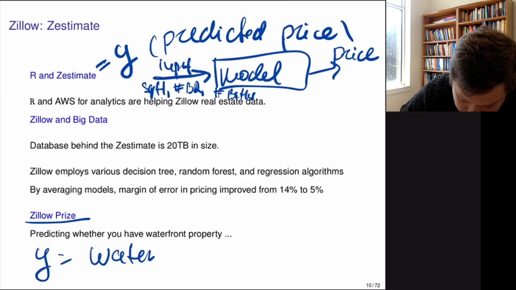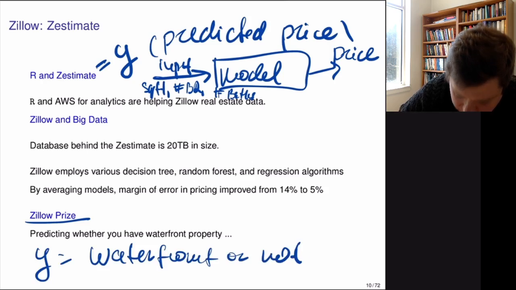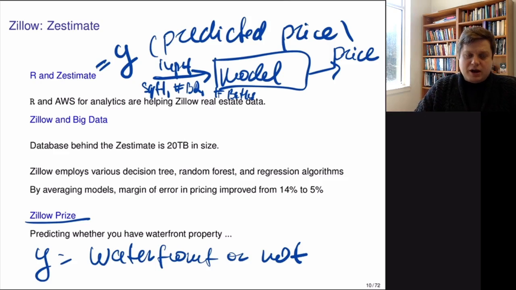waterfront or not, and they give you different characteristics of the house and they ask you to predict. And the way it works, they give you what is called training data sets, so some historically observed transactions on the houses, so you know the sales data and you know the characteristics of the house and you know whether it's waterfront property or not. And then they take another smaller data set and they ask you to predict whether it's waterfront property or not.